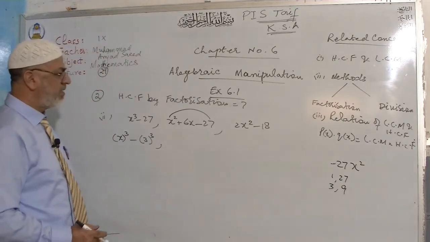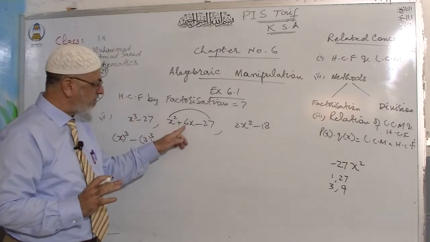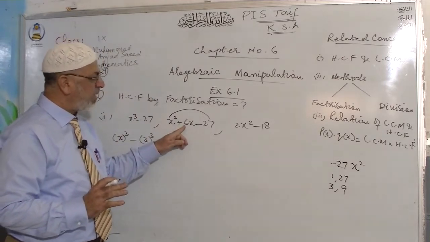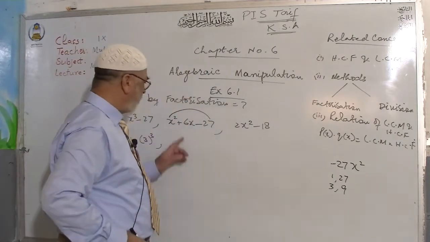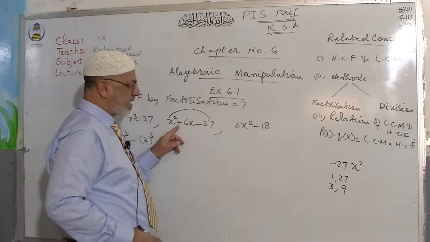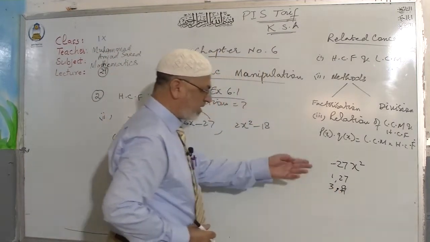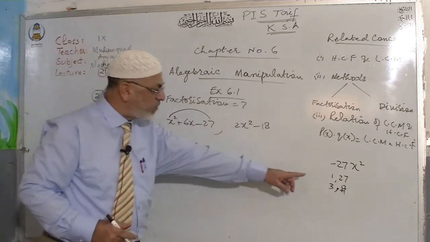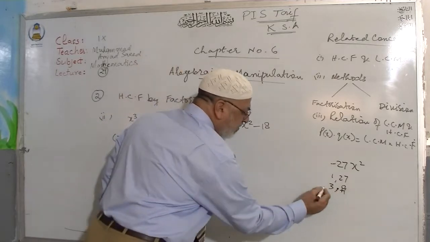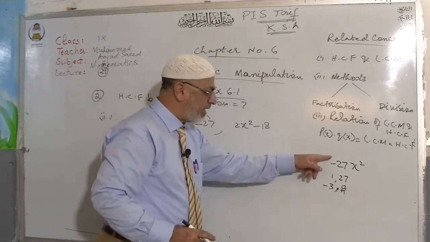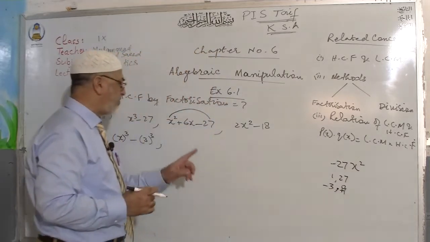Which pair, after adding or subtracting, is making 6? And after multiplying, there will be minus 27. And you know that this is positive 6, so there is a positive sign with 9 because of the bigger component. And what about 3? You can check the sign from here. This is plus, here will be minus. So plus times minus is minus. After multiplying, you get minus 27. And after adding, you will get plus 6.